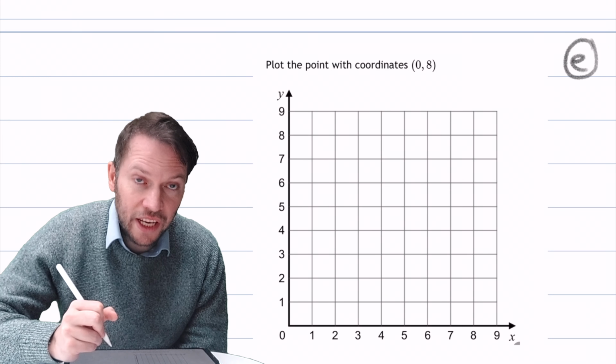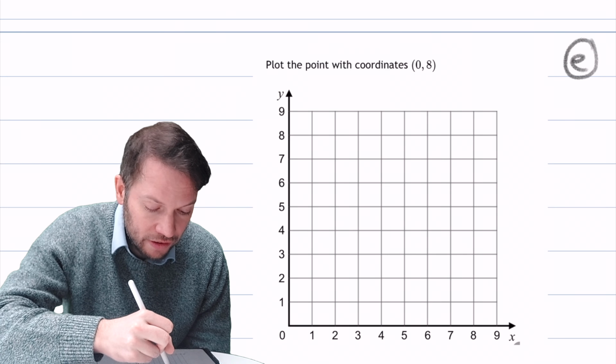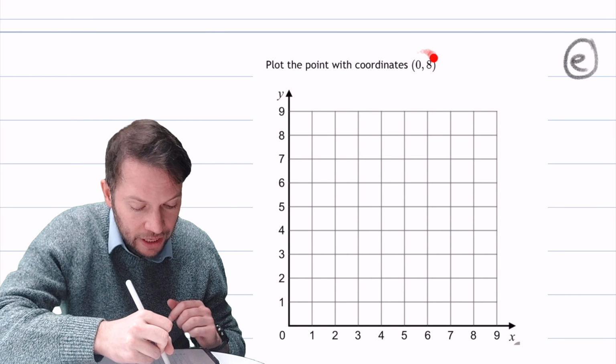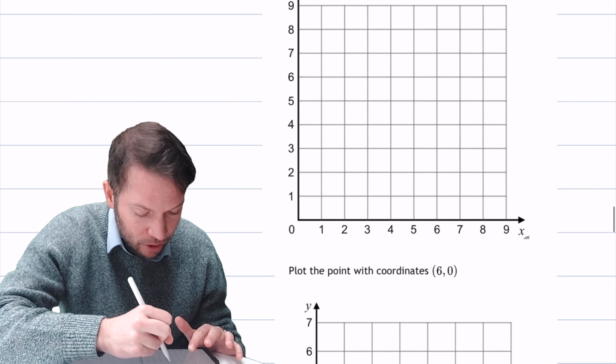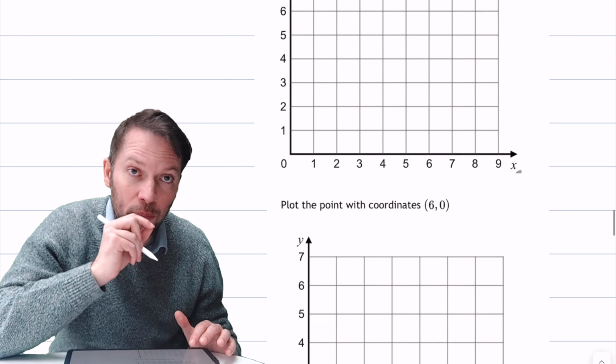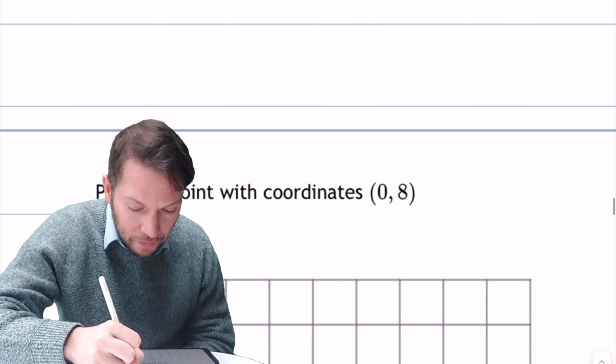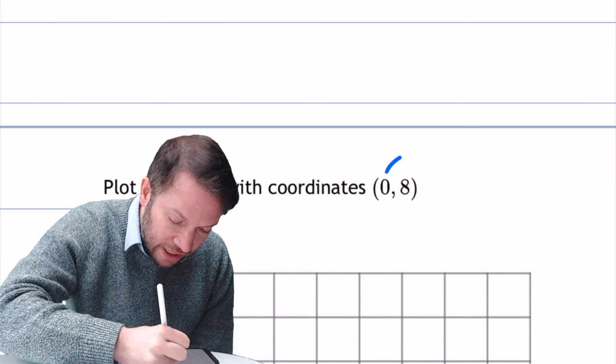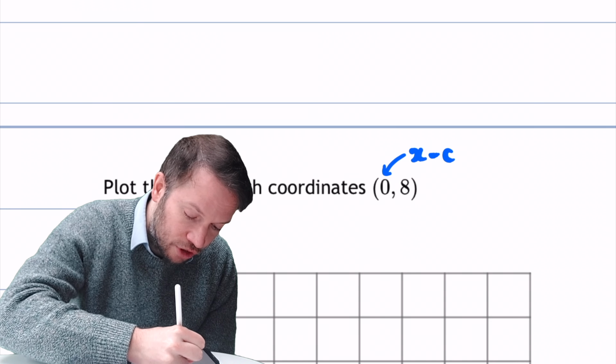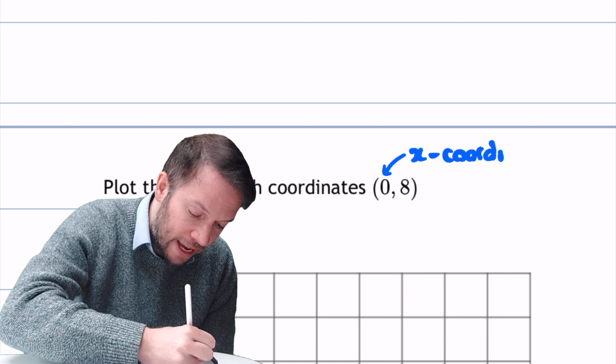Hi, in this video, we're going to be given the coordinates of a point. So here it's 0, 8, here we got 6, 0, and we want to plot that point on a grid. Now remember that the first value here, that's known as the x coordinate, and that tells you how far you need to go in the x direction.